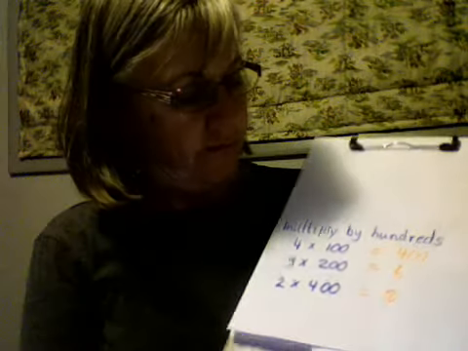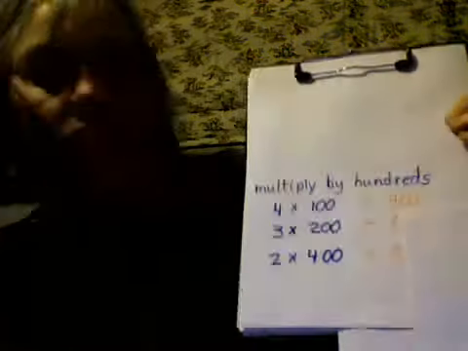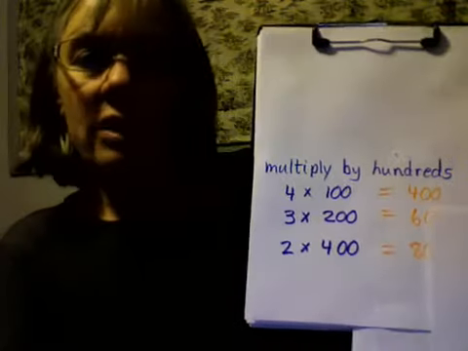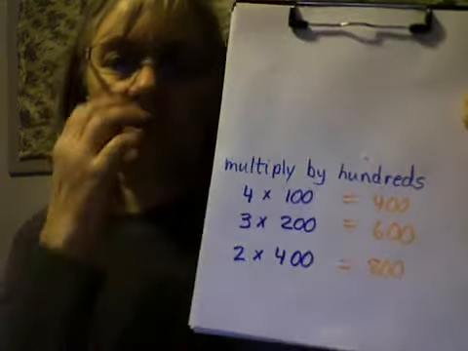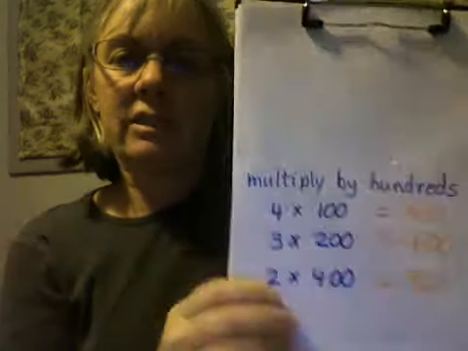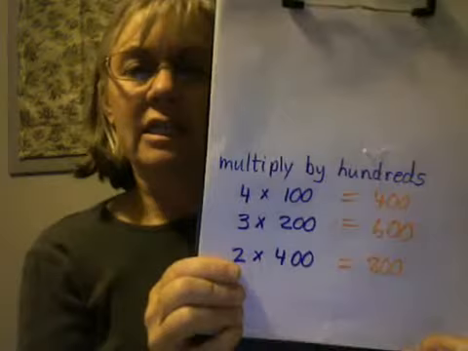We'll also need to be comfortable with multiplying by 100. For example, 4 groups of 100 are 400. 3 groups of 200 are 600. And 2 groups of 400 are 800. It's important to have that idea in your mind as we move into multiplication of two-digit numbers.